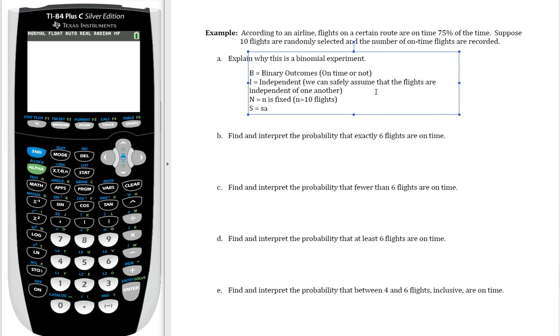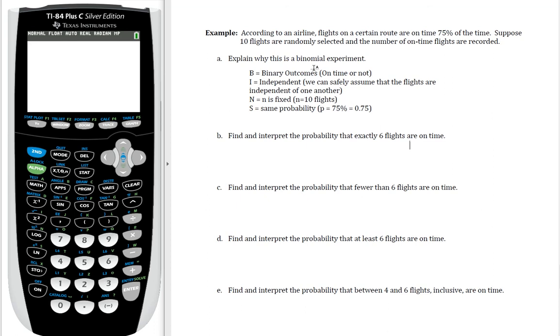Lastly, we have S, which stands for the same probability, specifically the same probability of success. The description does give us that the flights are on time 75% of the time, so P is equal to 75%, or 0.75. That's going to be our probability of success. We have all of these conditions met, B, I, N, and S, so we're all good.